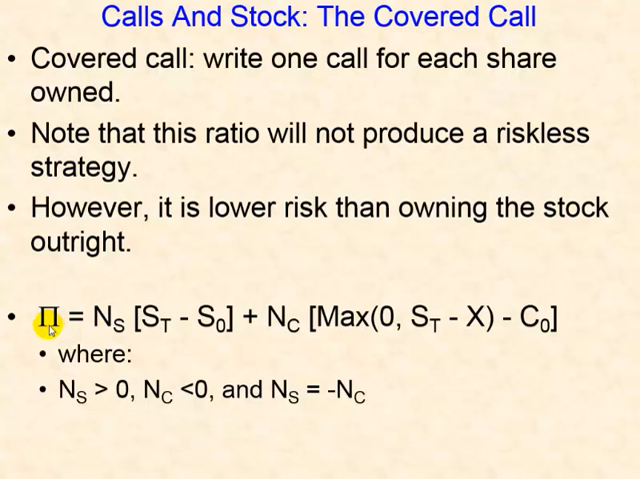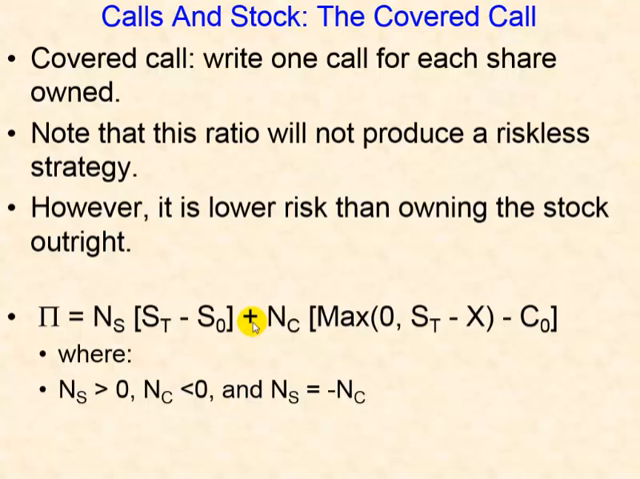Let's look at our profit equation. It looks complex, but it's really just a sum of two equations we've already seen before. It says the profit is equal to the number of shares of stock we own times the ending stock price minus the beginning stock price. We saw that equation before. We used it to plot the profit from buying a share of stock.